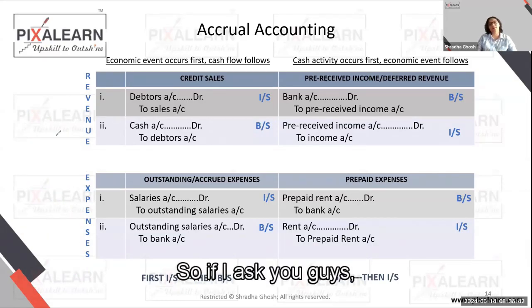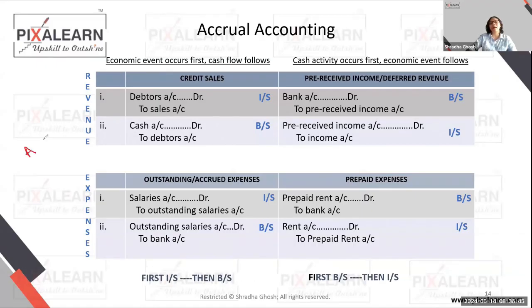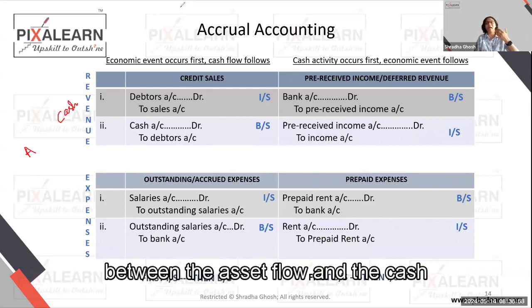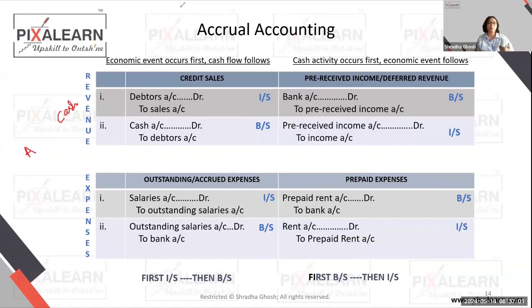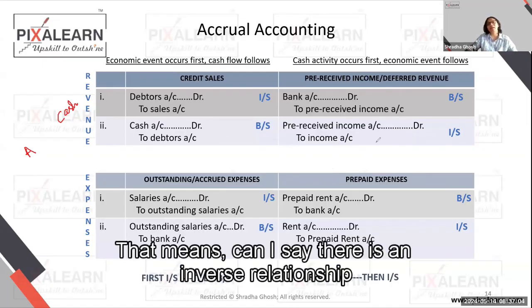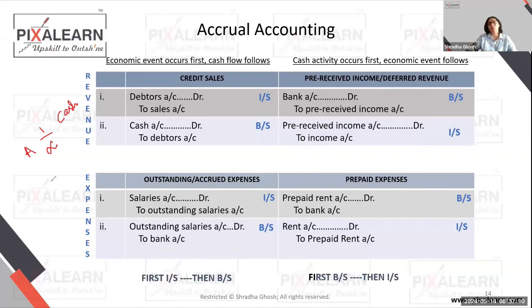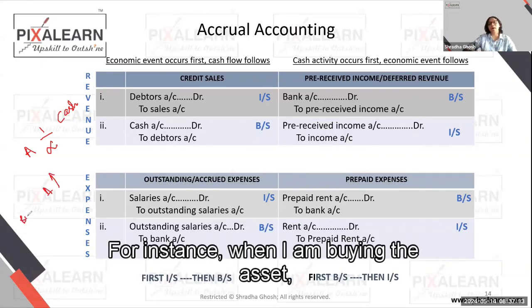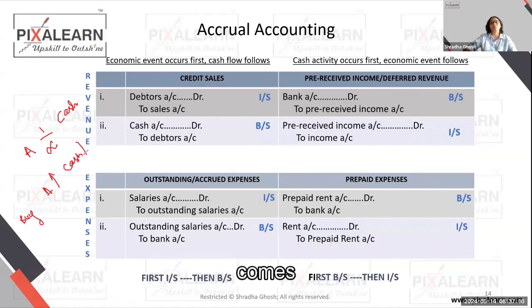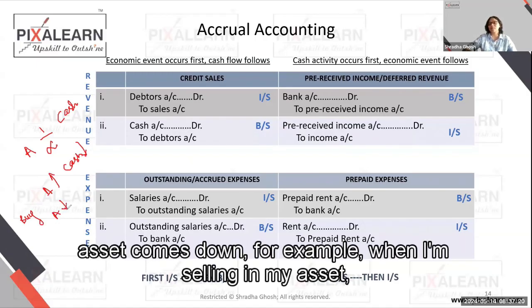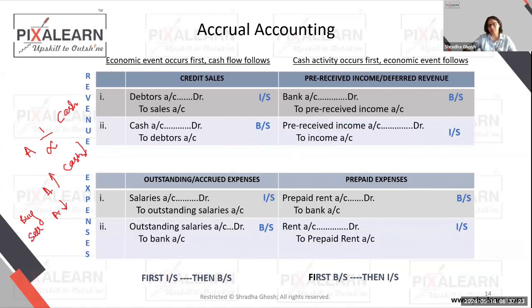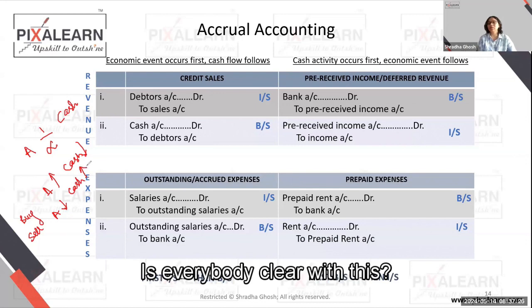So if I ask you guys, what is the relationship between assets and cash, the asset flow and the cash flow? What will be your answer, guys? Very good. That means, can I say there is an inverse relationship between an asset flow and the cash flow? When the asset goes up, for instance when I'm buying the asset, my cash comes down. When my asset comes down, for example when I'm selling my asset, cash goes up. Is everybody clear with this?